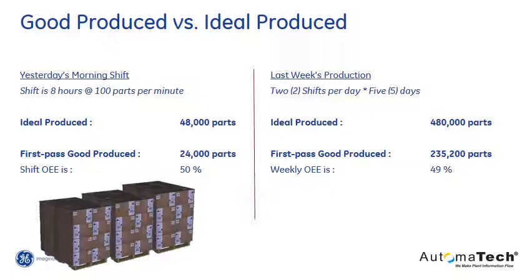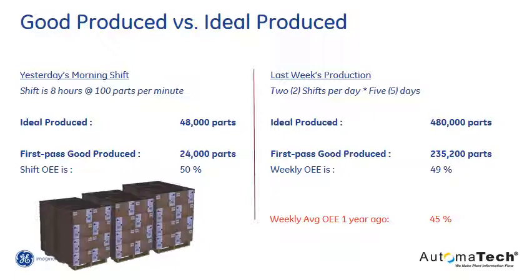So we can say over that entire week, 2 shifts per day for 5 days, we have 480,000 parts that we'd expect to produce. Once we counted up all the pallets, we could discover the first pass good that we can ship out is 235,000 parts or so. And so that gives us a weekly OEE of 49%, which again is a relative measure. One way we can relate to this is, how did we do 1 year ago with this type of manufacturing?